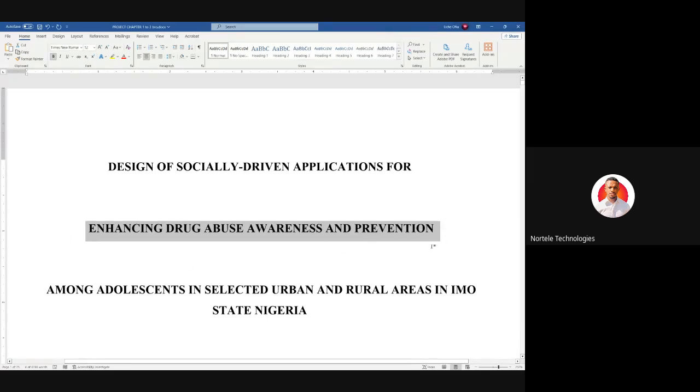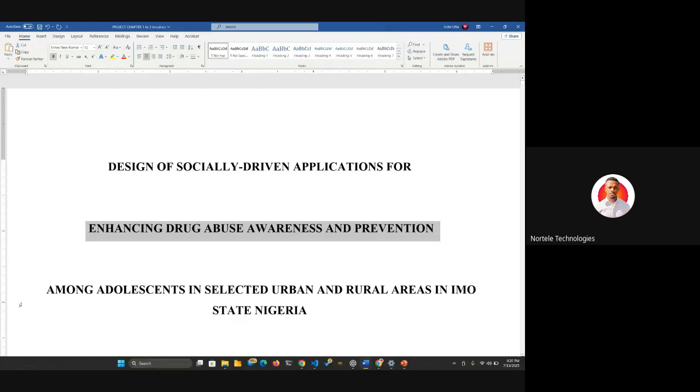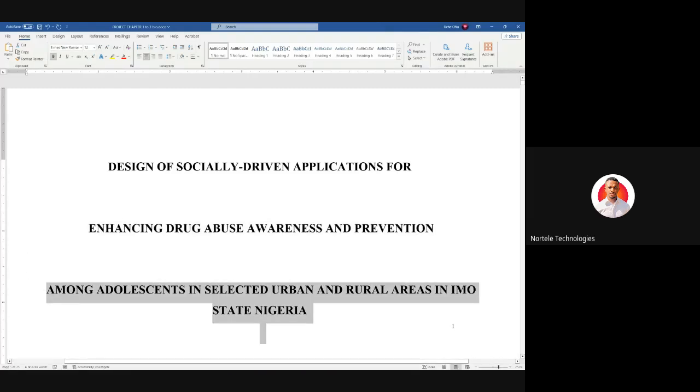Enhancing drug awareness and prevention amongst who? Amongst people. So I definitely need to count the number of people that are using drugs. I need to know how many people are not using, so I will know which people are going to be affected. They were talking about adolescents in selected rural areas in Imo State, Nigeria.